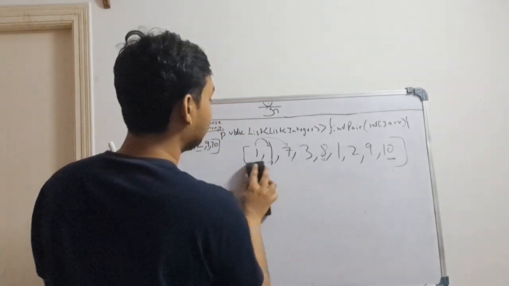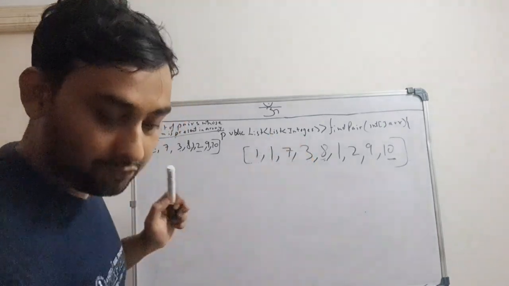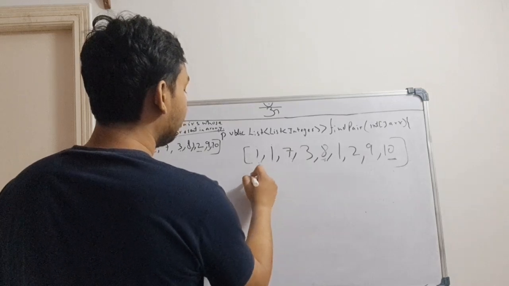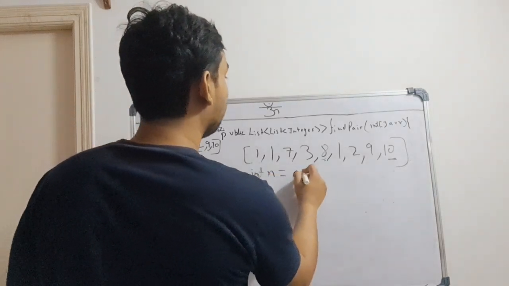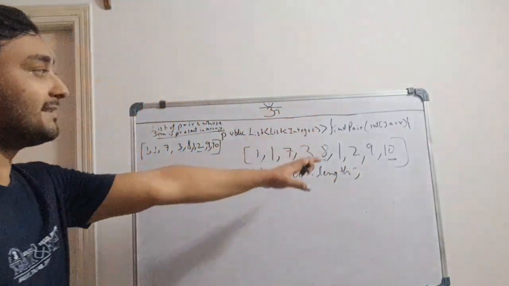Let me remove this. Okay, then what do we have to do here? I have to calculate the length first. So int n will be equal to array dot length. This will be my length of the existing array.